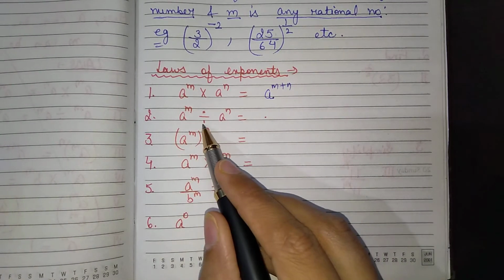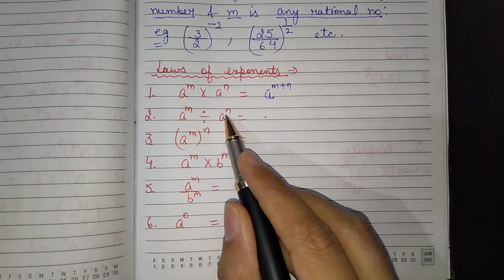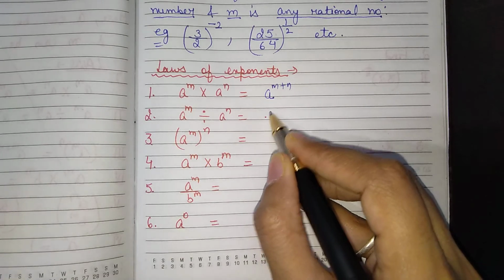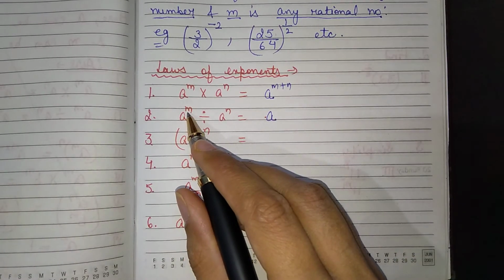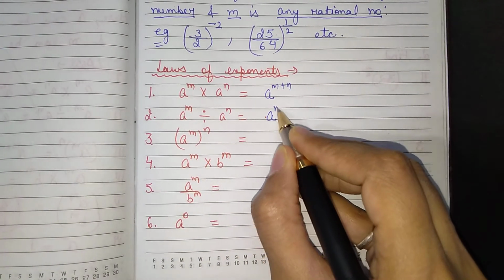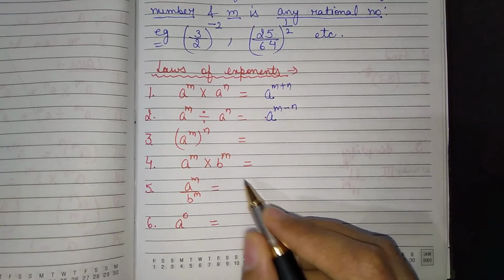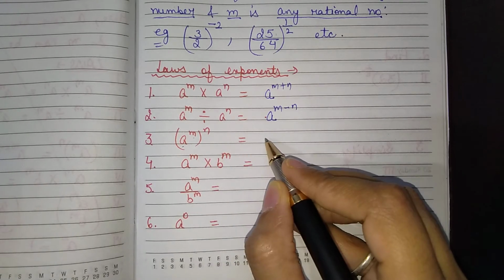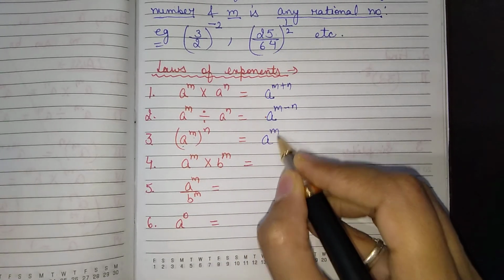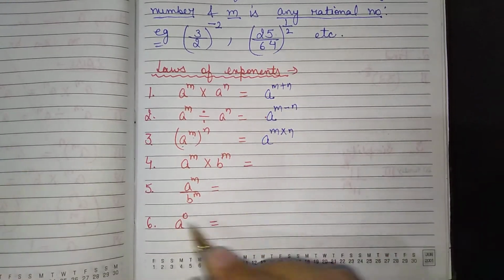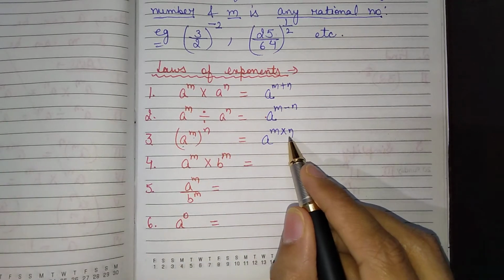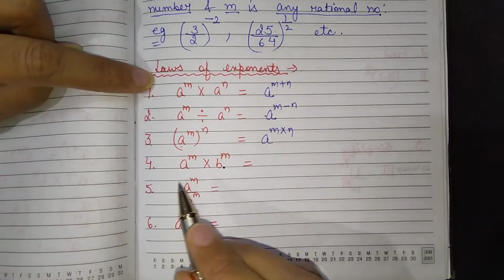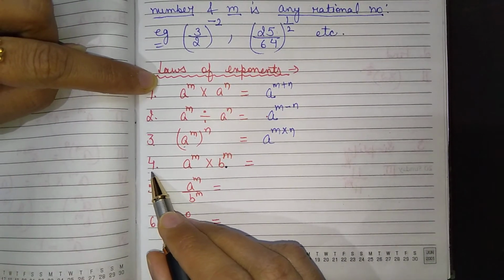Similarly here, in case of division, what should be done with the powers? Subtraction. Same base will be written once, a, and first power minus second power, m minus n. Now a raised to power m whole raised to power n. In this case powers will be multiplied. a raised to power m into n. Powers will be multiplied.